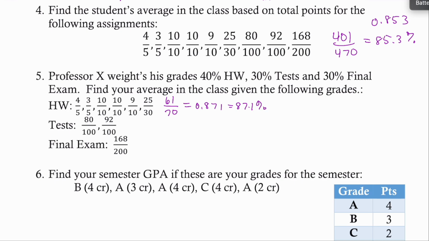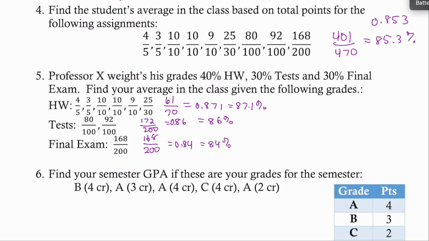Now we're going to do the same thing for tests. Our total was 172 out of 200, which is an 86%. Your calculator will read 0.86. Just move that decimal place over 2 places for an 86% exactly. And then our final exam was exactly 168 out of 200, or an 84%.